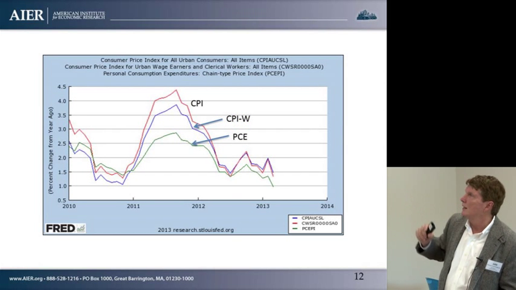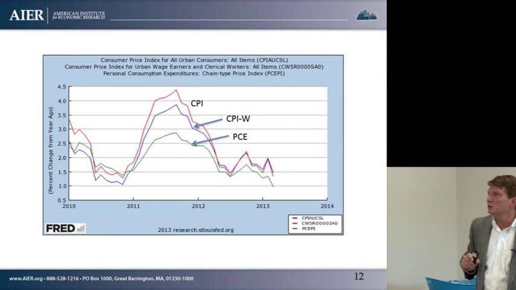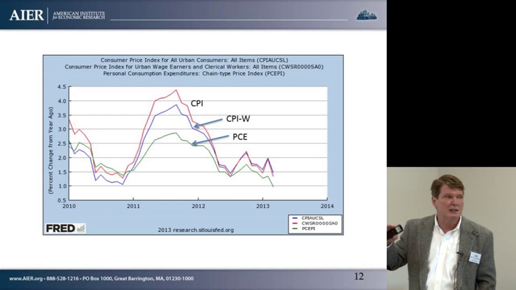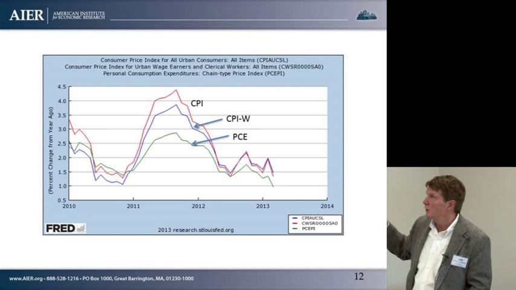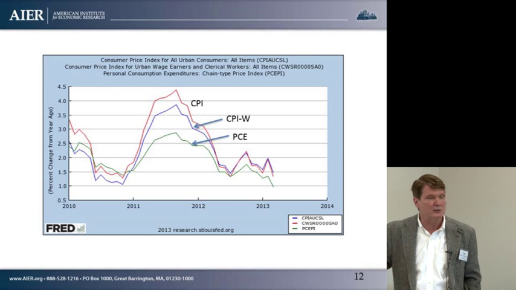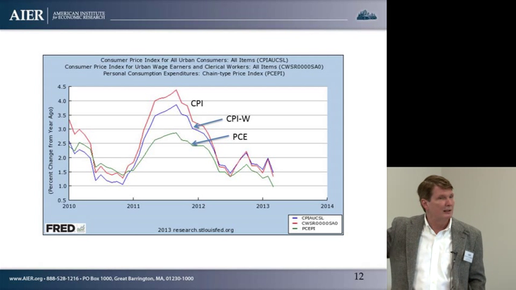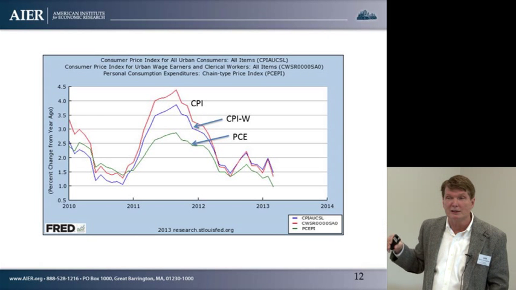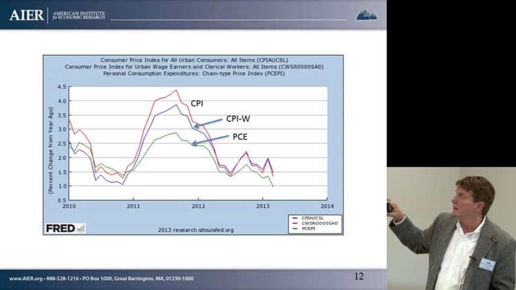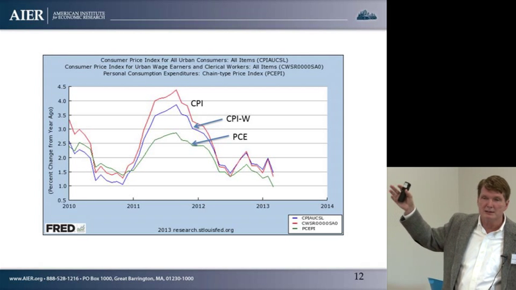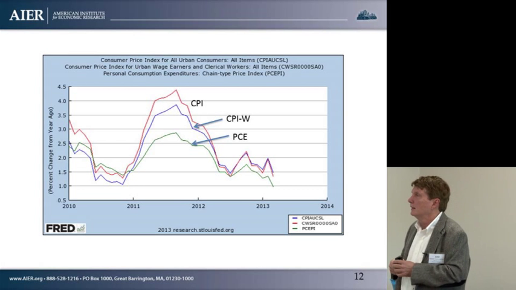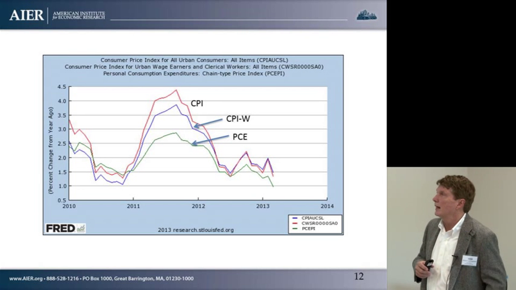You can also see it in growth rates. This shows since 2010, the lowest line is the PCE, and as you can see, it's much less volatile. It shows always lower inflation rates, or almost always lower inflation rates, than the other indexes. So there's a tendency to want to focus on this one if you are in monetary policy. It also is broad-based, broader-based than the CPI.